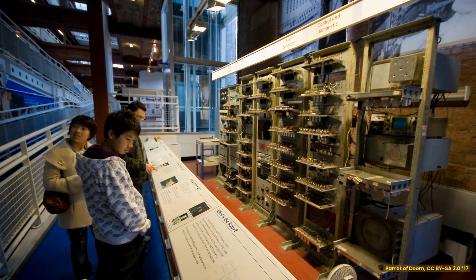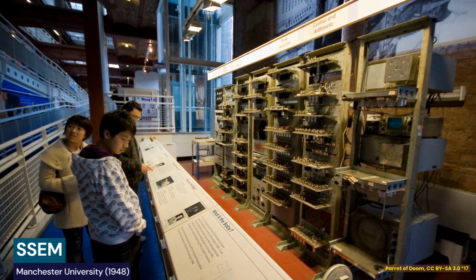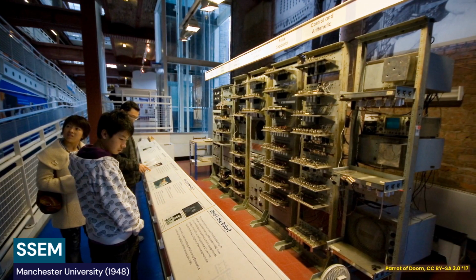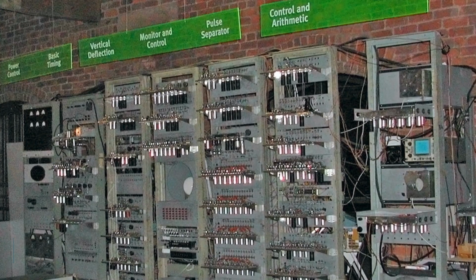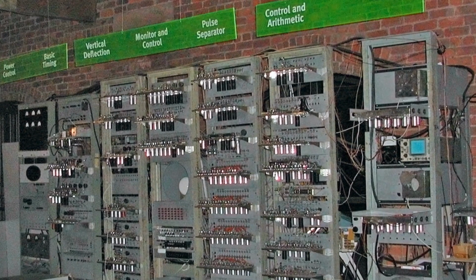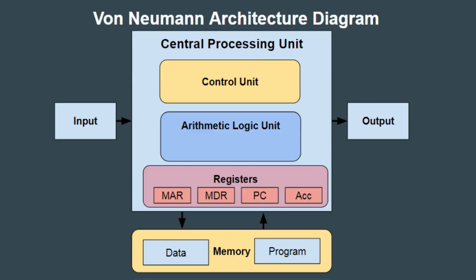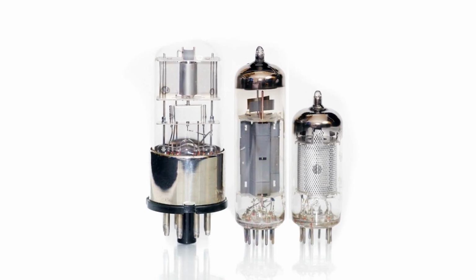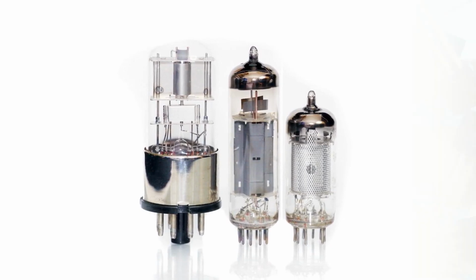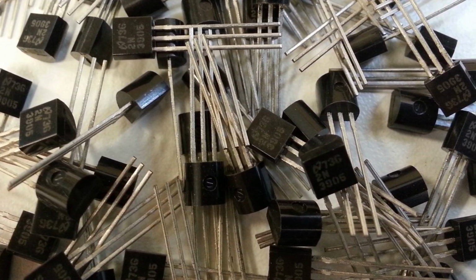In 1948, engineers at the University of Manchester built the Small-Scale Experimental Machine, or SSEM, the first stored program computer. The SSEM stored instructions in memory, executing them sequentially, which allowed for greater flexibility compared to the ENIAC's manual programming. This concept, known as the von Neumann architecture, became the standard model for computer design. Vacuum tubes were later replaced by transistors, enabling computers to become smaller, faster, cheaper, and more reliable.